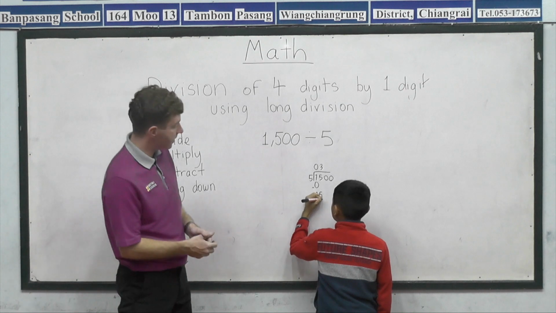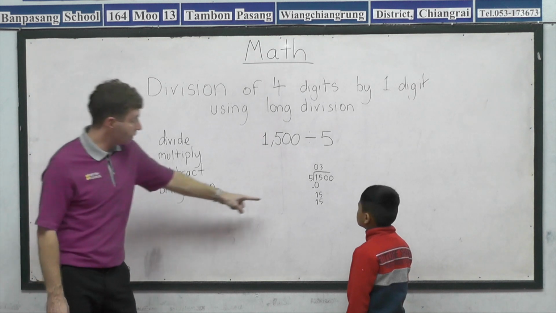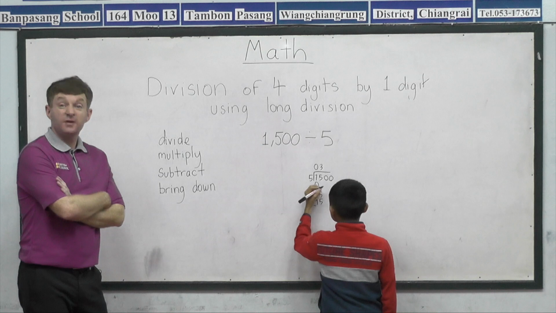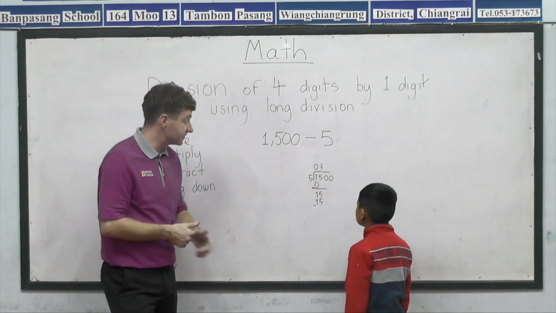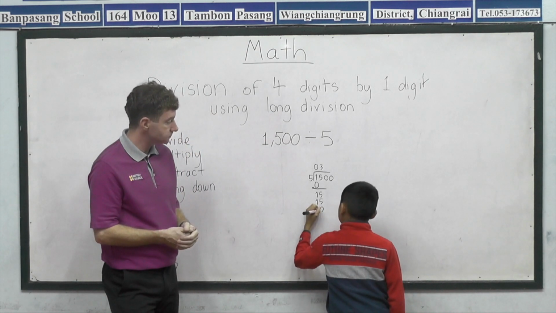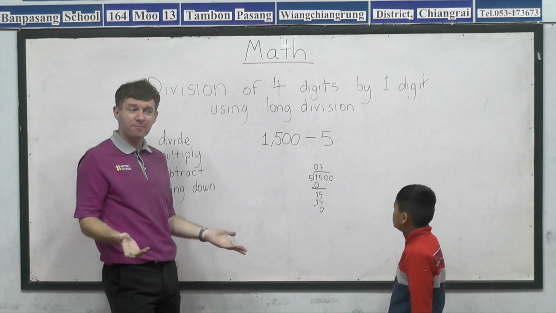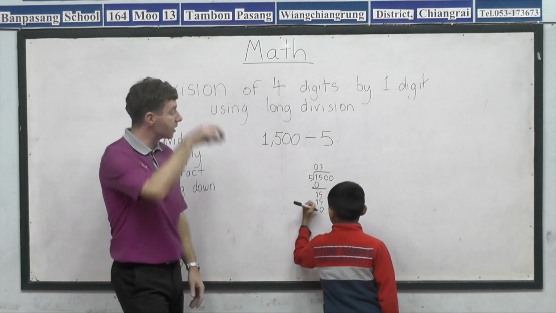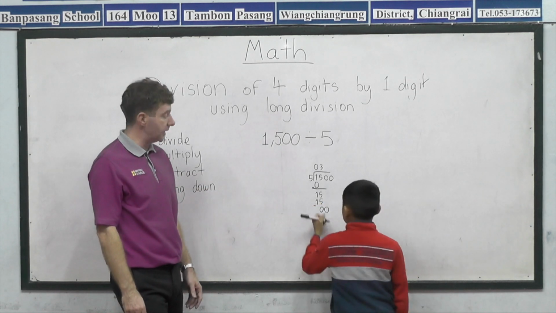Yes, 1, 5. And what are we ready to do now, guys? Subtract. So we can write our minus sign. 15 minus 15 equals 0. Excellent, guys. So we have our answer here too, 0. And what happens next? We bring down. What do we have to bring down? 0. So let's bring 0 and 0 down here. We can bring them both down together.